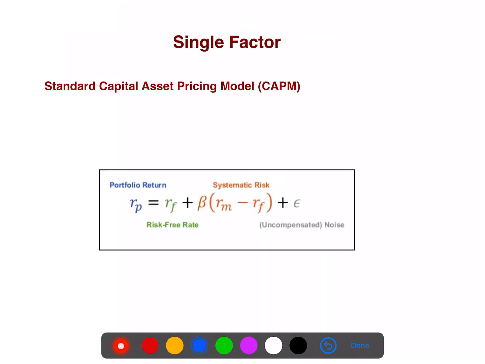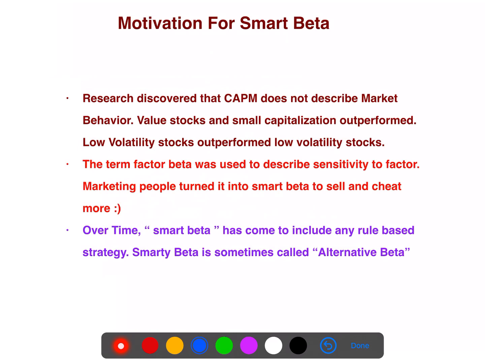So we start with the standard capital asset pricing model. So we have portfolio return, risk-free, and beta, which is related to systematic risk, and also some noise. So some motivation for smart beta is that research discovered that CAPM, the capital asset pricing model, does not describe market behavior. So you could define different factors.